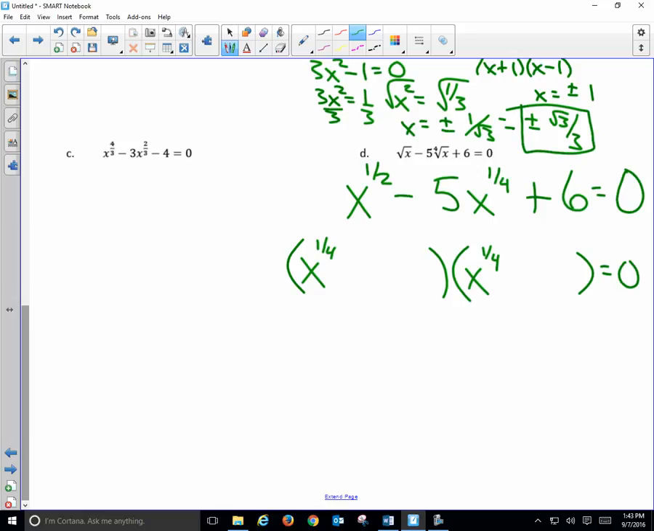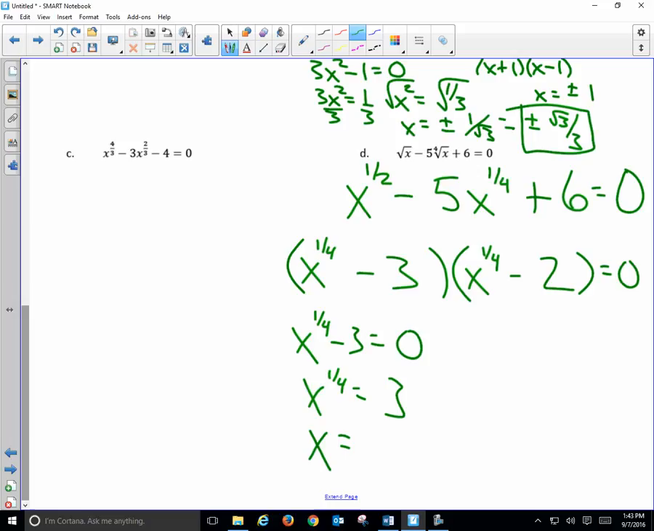Now what? -3 minus 2. Way to go. So x to the 1/4 is 3. What to do, what to do? Raise it to the 4/1. X is 81. Sweet. Big number, bigger than 80.